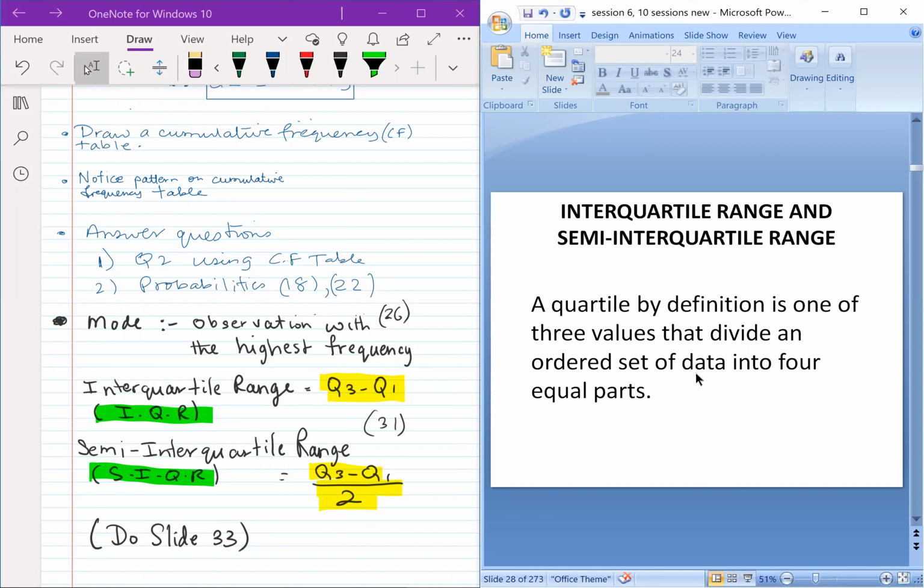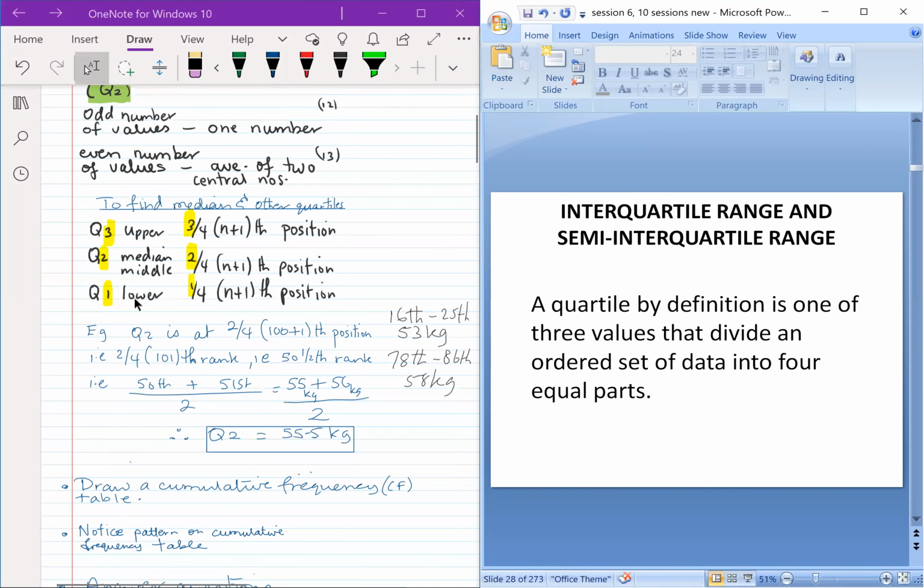All right, we're going to look at something called interquartile range and semi-interquartile range. And I mentioned quartiles to you before, right? On this side, these are the quartiles, right? And a quartile by definition is one of three values that divide an ordered set of data into four equal parts. So I had mentioned to you there was the first or lower quartile, the second, which is known as the middle quartile or the median, and the third quartile known as the upper quartile. These formulas allow us to locate their position, right?